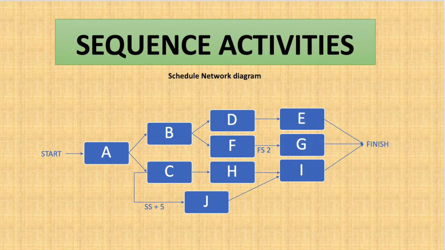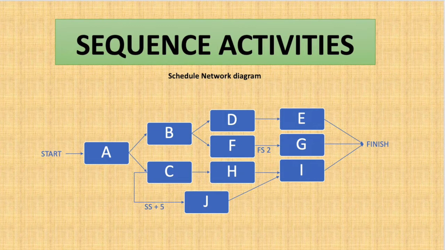So once we complete our activity A, we can start activity B and activity C. Once we complete activity C, we can move to activity H and activity I after completing activity H. So in this case, you can see that E is a successor activity and D is a predecessor activity, and B is a predecessor of D and F. A is a predecessor to B.